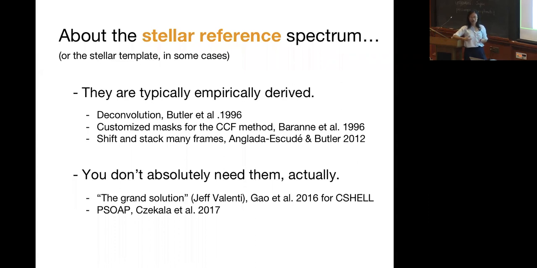So it's a trial and error process that is not easy. And when you do CCF, you can either use a mask, like the delta function I showed you, or you can use an empirically derived stellar template to do your cross correlation. But either way, you are basically empirically deriving it.